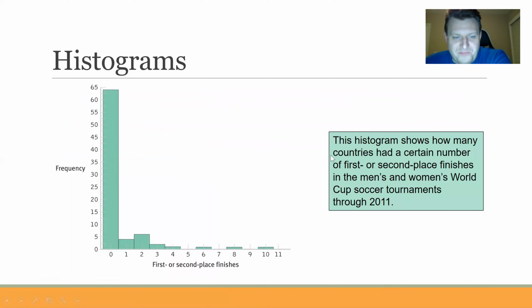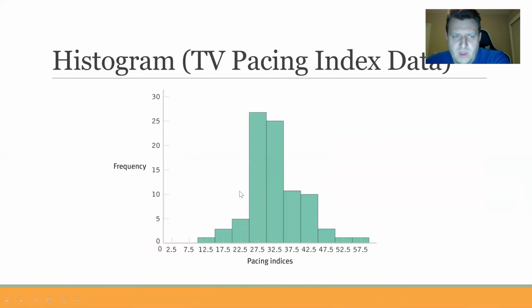Here we have the histogram for the World Cup, how many countries had first or second place finishes. Again, how would we describe this data? Okay, massively skewed, right? We would say again that it's positively skewed because the tail is going to the right here. Again, if we were trying to summarize this data, we would talk about the mode, right? The mode of 0. Okay, it's pretty dominant for this distribution.